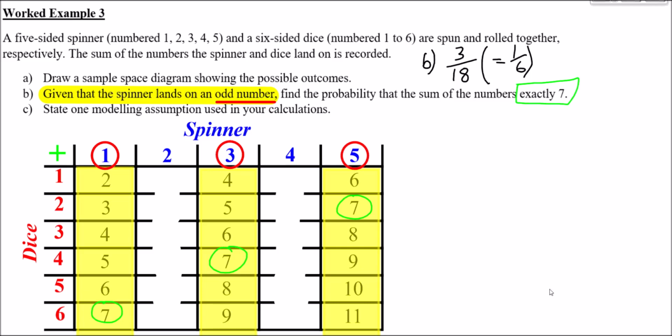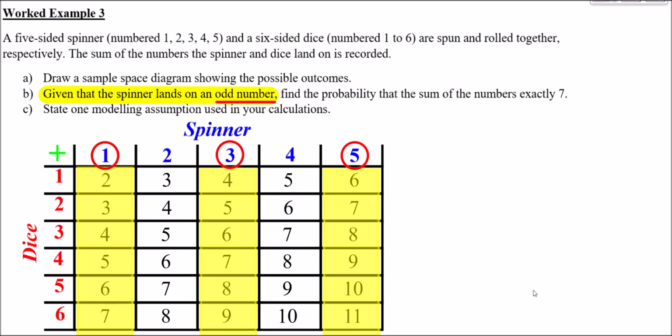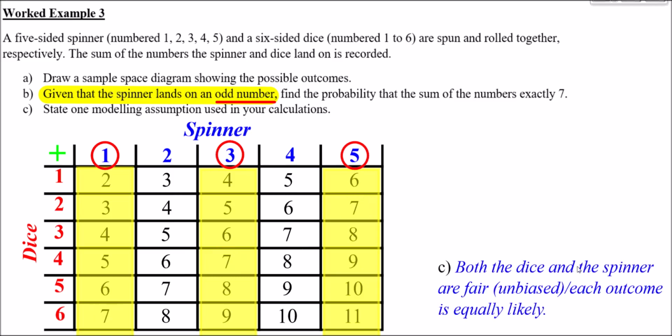Something like this would be fine to get you the marks: both dice and the spinner are fair, unbiased, and each outcome is equally likely. So that's what you need to say for part C.